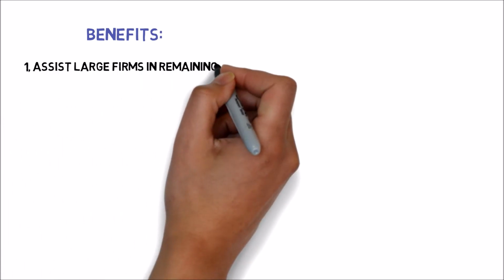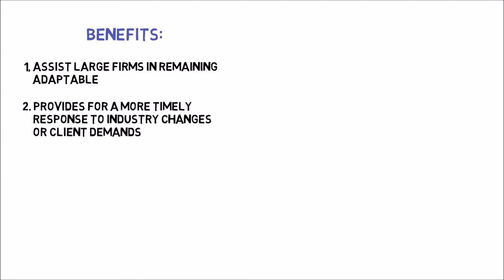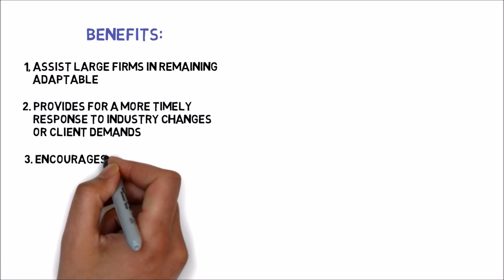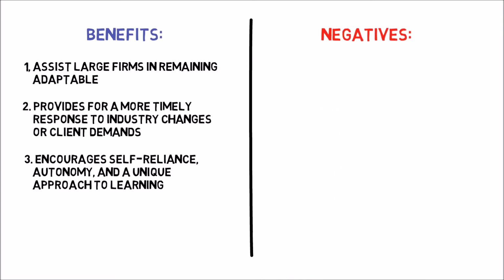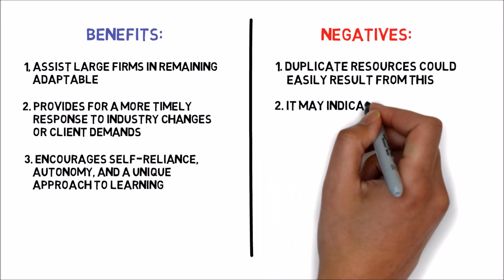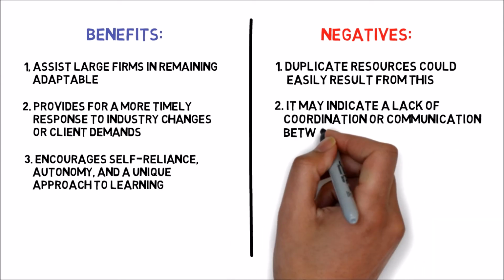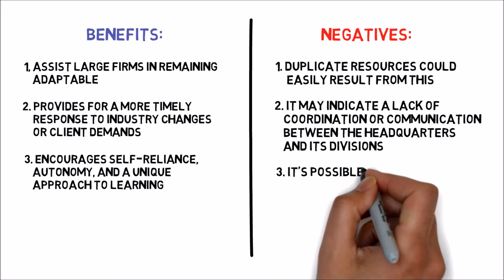It assists large firms in remaining adaptable, provides for more timely response to industry changes or client demands, encourages self-reliance, autonomy, and a unique approach to learning. Negatives: duplicate resources could easily result from this. It may indicate a lack of coordination or communication between the headquarters and its divisions. It's possible for a firm to fight within itself.